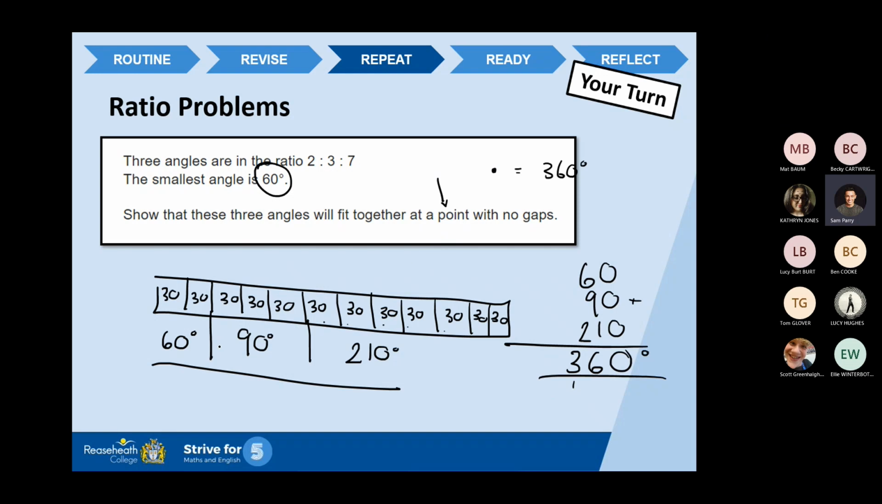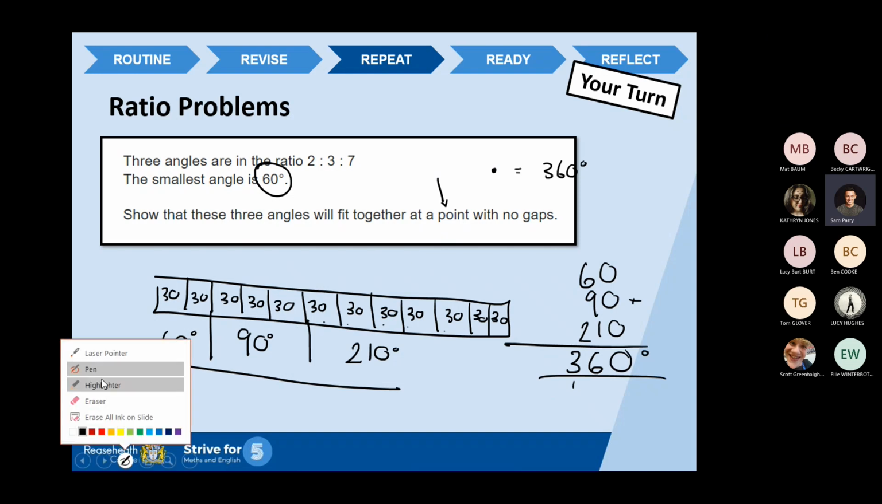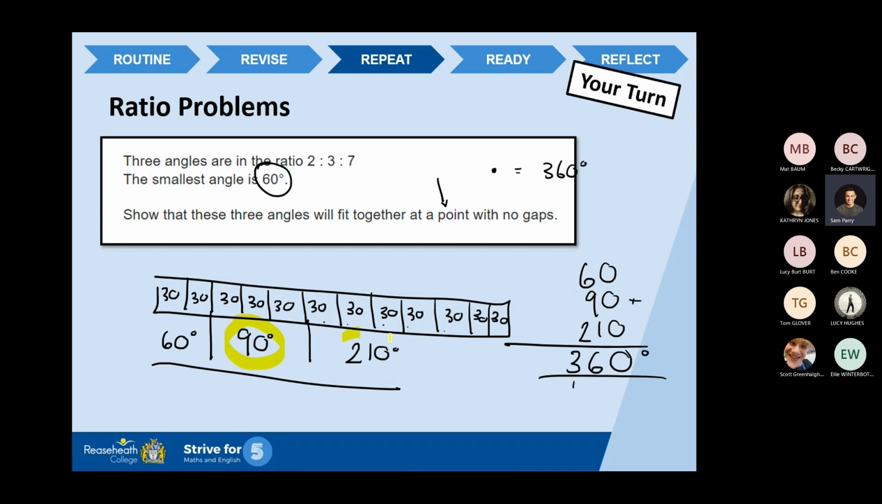So yeah, what's the marker the examiner is going to be looking for there? He's going to be looking for your ability to get to 90, 210, and then the 360. They need to know that you know that angles add up to 360 around a point, okay?